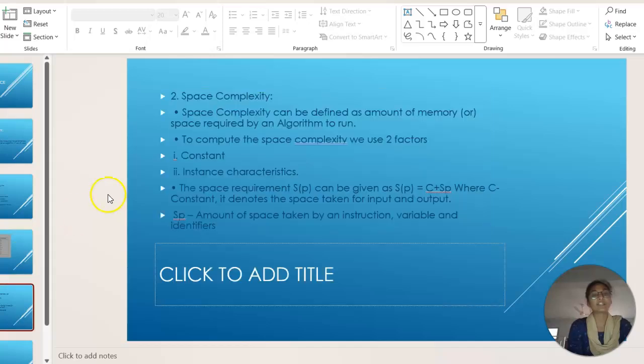And now space complexity. Space complexity can be defined as the amount of memory or space required by an algorithm to run. To compute the space complexity, we use two factors. The first one is constant and the second one is instance characteristics. The space requirement S(P) can be given as S(P) equal to C plus SP, where C is a constant. It denotes the space taken by inputs and outputs. SP denotes the amount of space taken by instructions, variables, and identifiers.